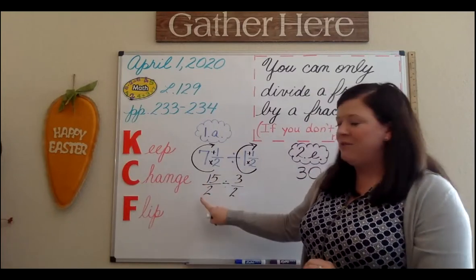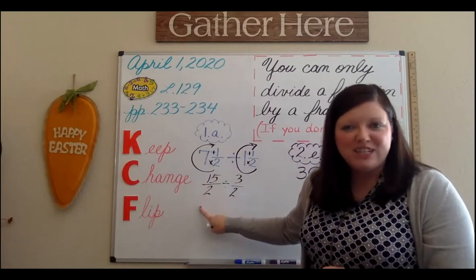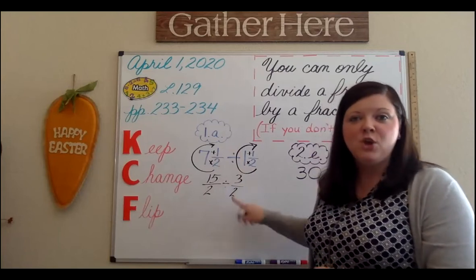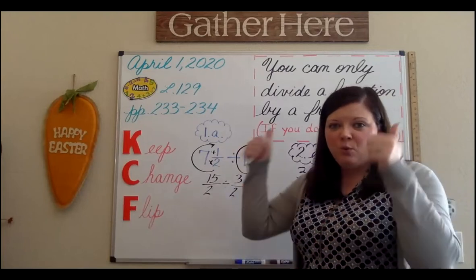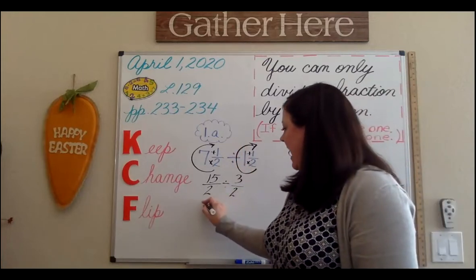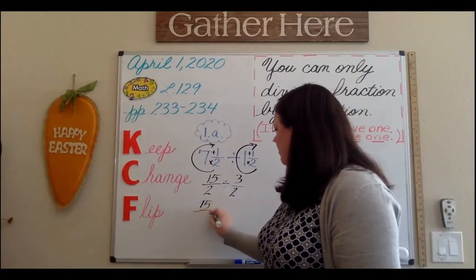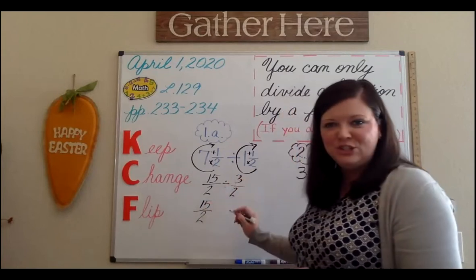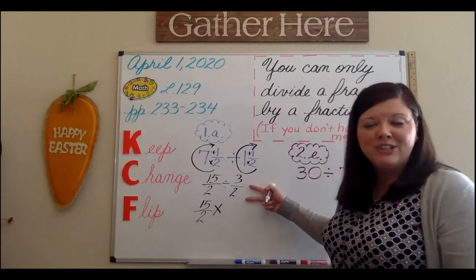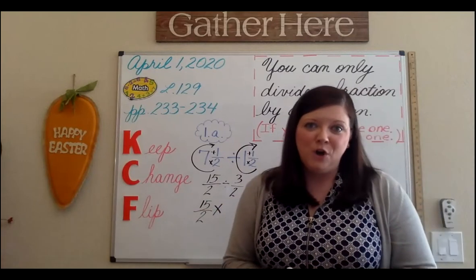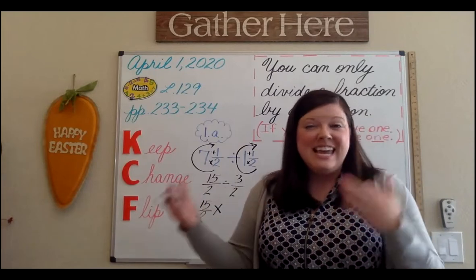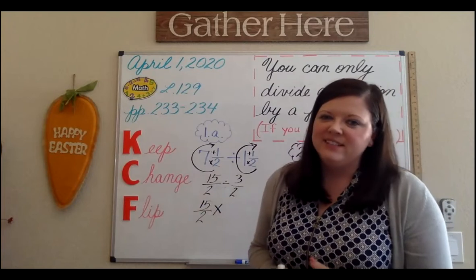Meaning we need to have a fraction on the left for our dividend, and we need to have a fraction on the right for our divisor. Once we have 2 fractions, we've got the green light to do our KCF. So let's keep the 15/2, change our sign from division to multiplication. Flip the final fraction. Remember, flip means to invert. We will always be doing the inversion method. That's what it calls it in your book, but I like to think of it as keep, change, flip.